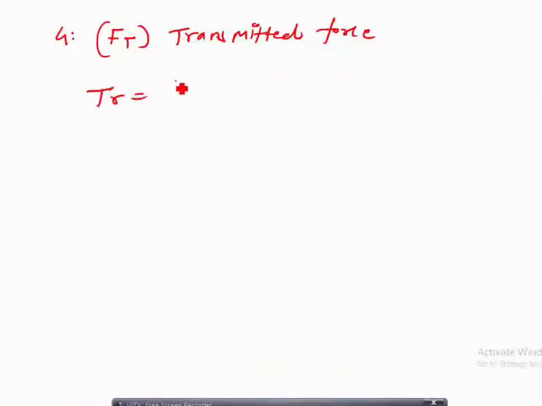Okay, so now once you calculate the Tr, what is the next step? You have to calculate the transmitted force Ft. What is Ft? Ft is the transmitted force. So this is your last step. Now the transmissibility Tr is equal to Ft upon F0. Tr we have calculated, so Ft we have to calculate.